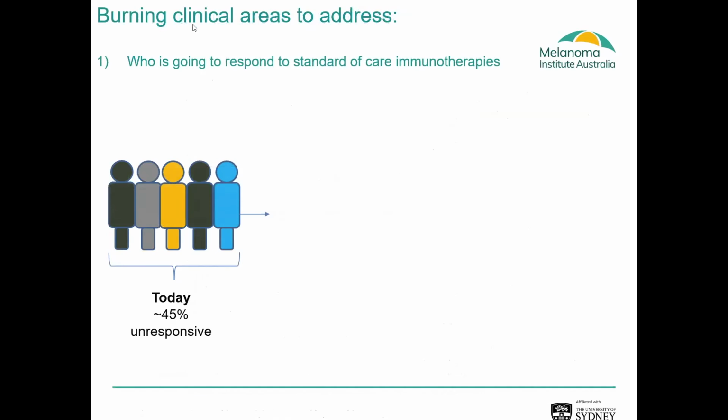So the two burning clinical questions we have in treating melanoma patients with advanced disease, when a patient comes in to see the oncologist, is that patient likely to be one of those lucky 50%, or are they going to be in the 50% that need some other type of therapy to save their lives? And that's a major question we've been tackling.